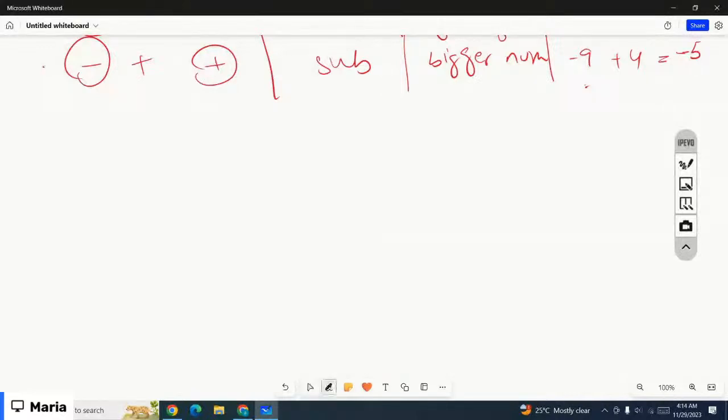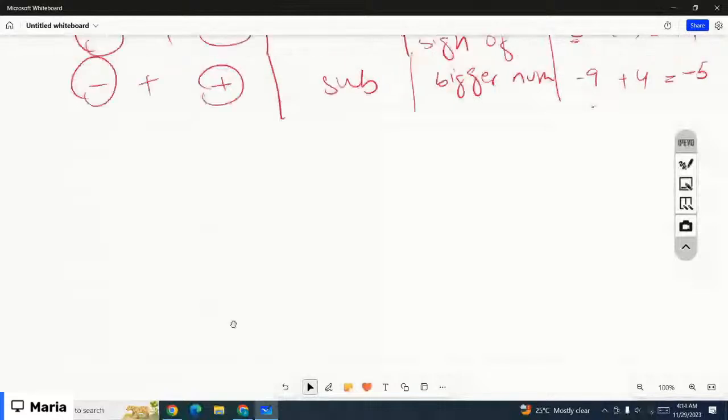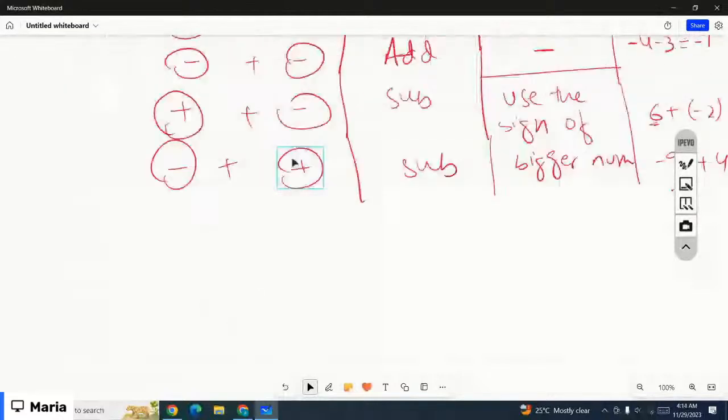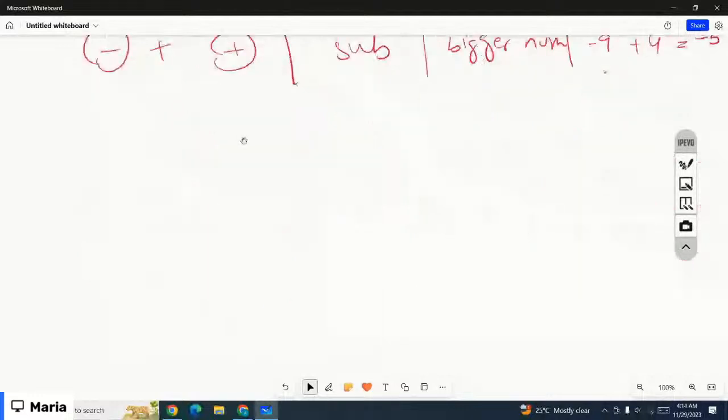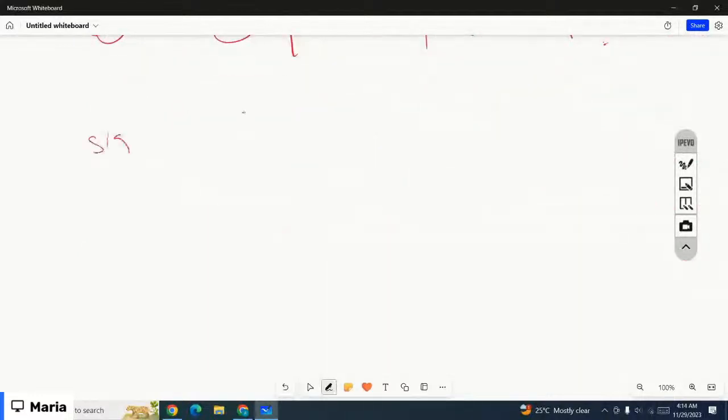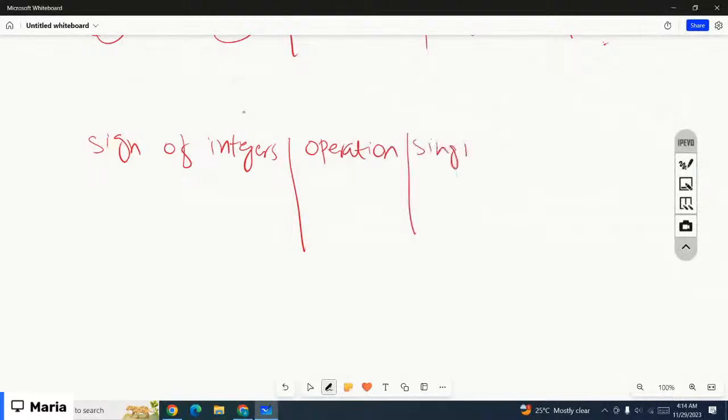Okay. Again, that is the same. The table is: sign of integers, operation, which operation you have to perform, the sign of the answer, answer and example, right?